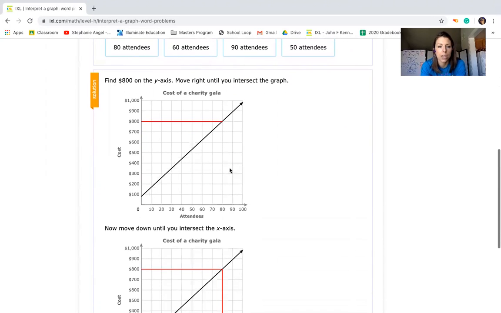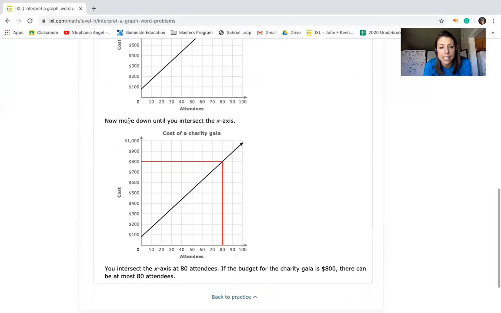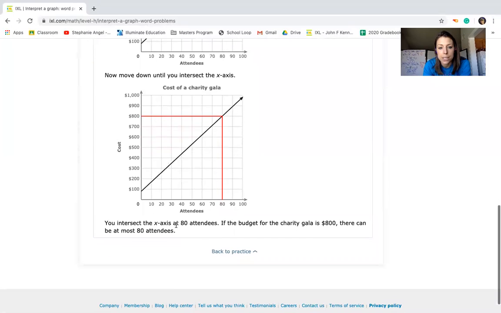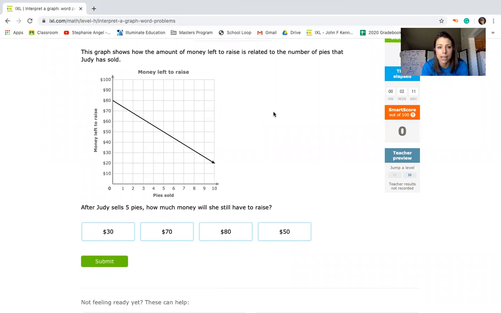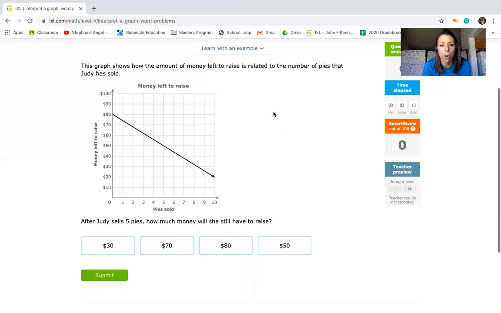So down here, it tells you how to do that. Find 800 on the y-axis. So we traced it up and we found 800. And then move right until you intersect the graph. So that's what we did first. Then it says now move down until you intersect the x-axis. So after we did this step, we traced it down and we landed on 80. So because we intersect the x-axis at 80, that means that there can be at most 80 attendees. That was just a practice problem. So let's see if we can use that same process to do our first problem.